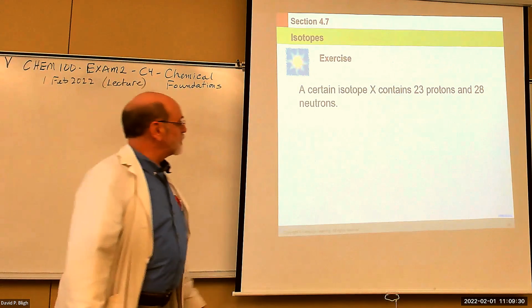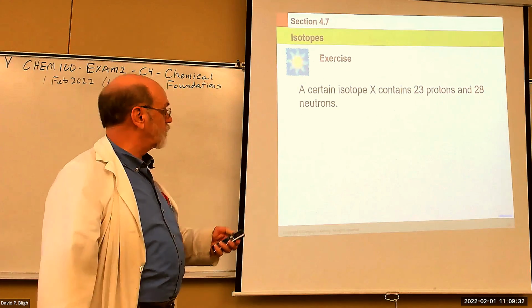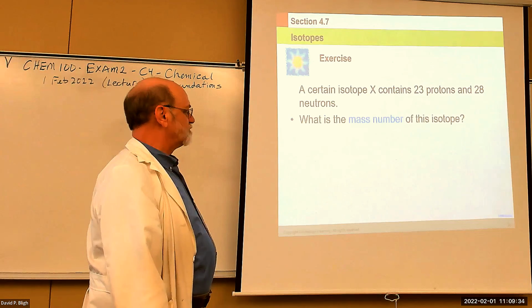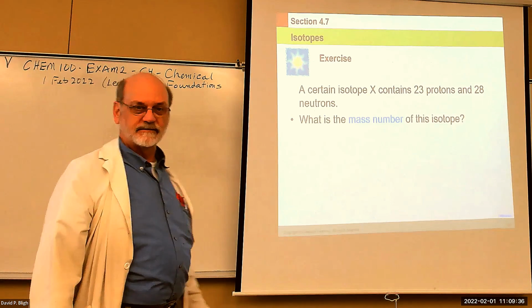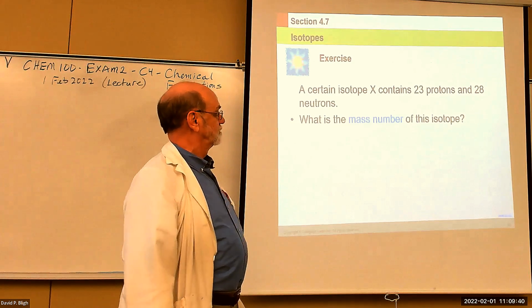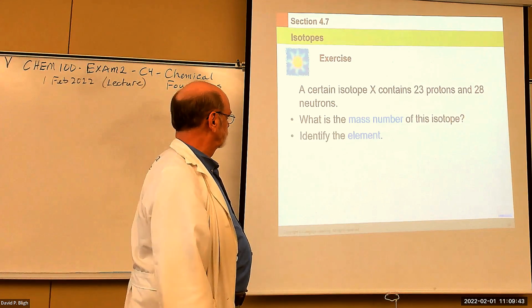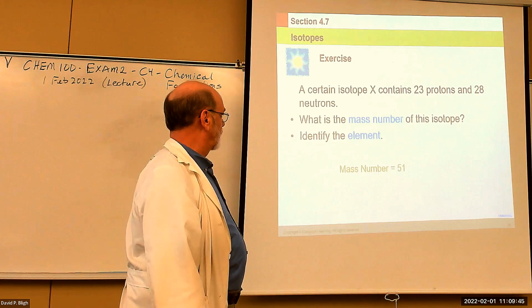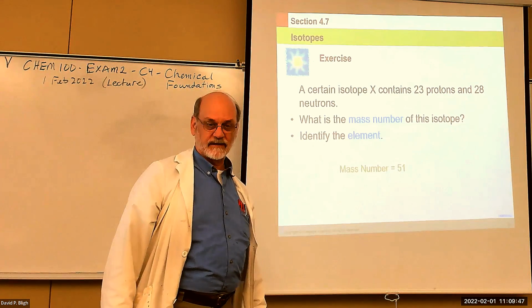So if we have an isotope that contains 23 protons and 28 neutrons, what's the mass number of that isotope? 23 plus 28? 51? 51. What's the identity of the element?